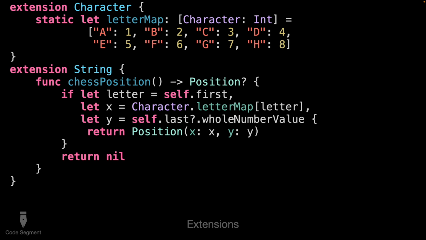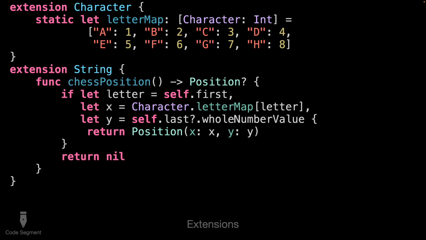So then here we do self.last. Self.last is optional, which means if we want to call any further property or method on it, such as wholeNumberValue, we have to optionally chain it, right? So we put a question mark and then a dot, and then that says, okay, cool. If this exists, then call this property wholeNumberValue, and if it doesn't exist, just return nil. That's what optional chaining does. So that's what we're doing here. self.last?.wholeNumberValue.